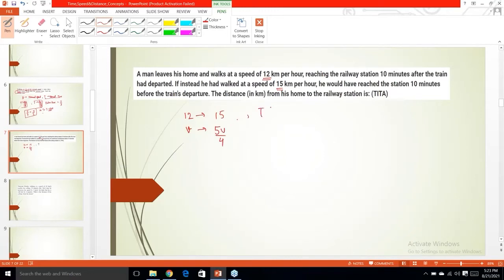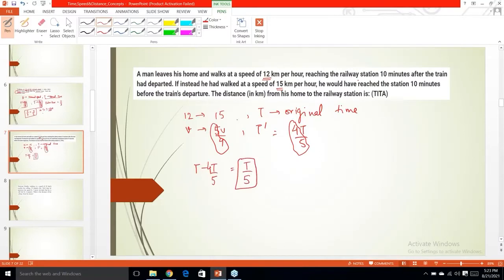So let's say T is the original time. If T was the original time, then what will be the new time? New time T dash will be nothing but 4T by 5. It is just going to be the reciprocal of this. Understood? If T was the original time and the new time is 4T by 5, what is the time being saved? The time being saved is T minus 4T by 5, which is T by 5. This is the time saved.